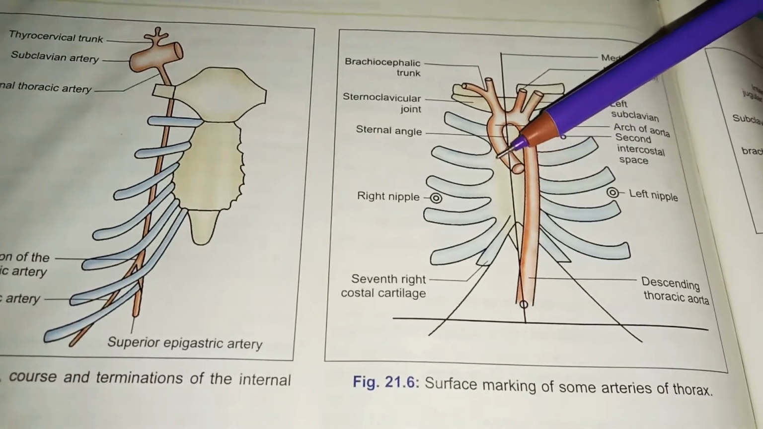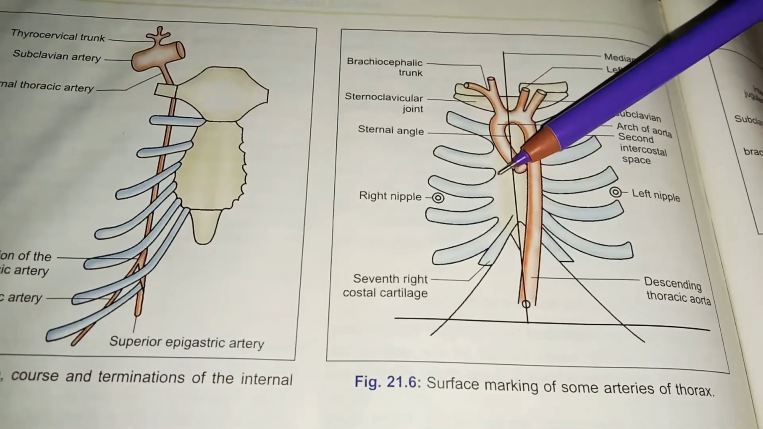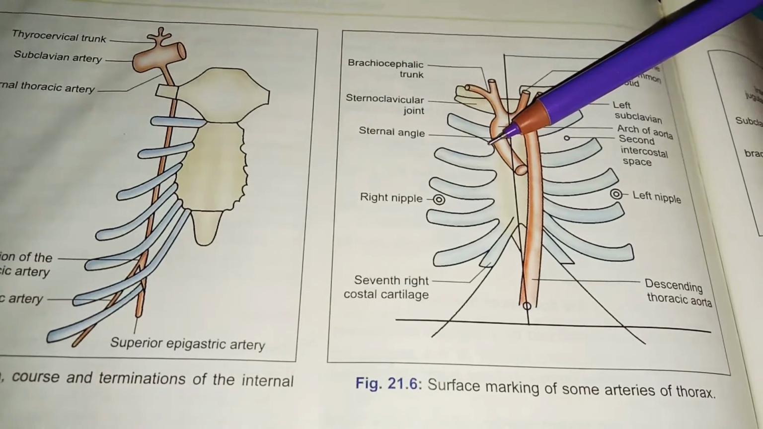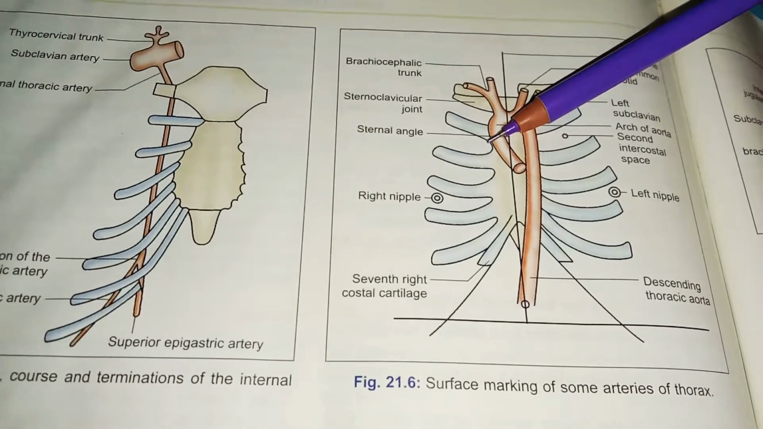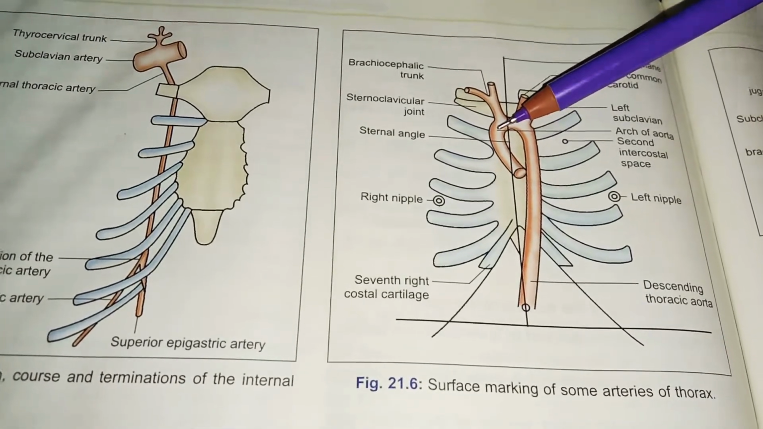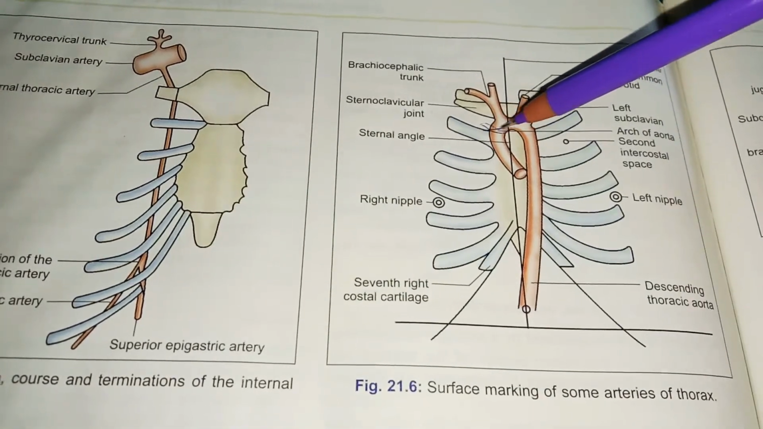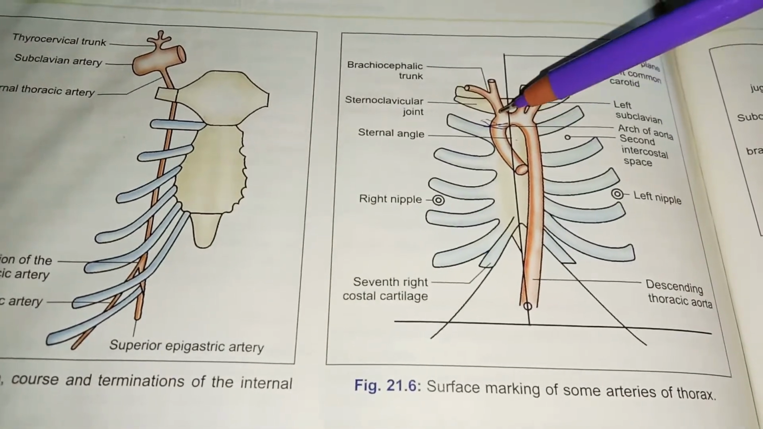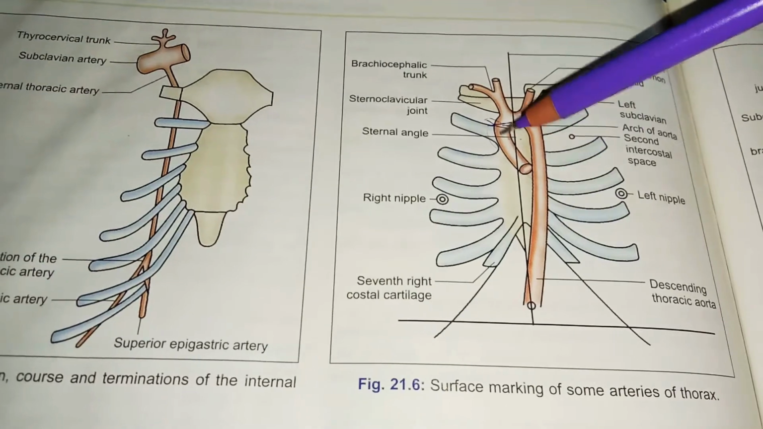It begins here, and mark the ascending aorta by 2 parallel lines 2.5 centimeter apart from the aortic orifice upwards to the right half of the sternal angle. So this is the right half of the sternal angle. You can see this is the sternal angle point. So here it ends. So this is the ascending aorta.